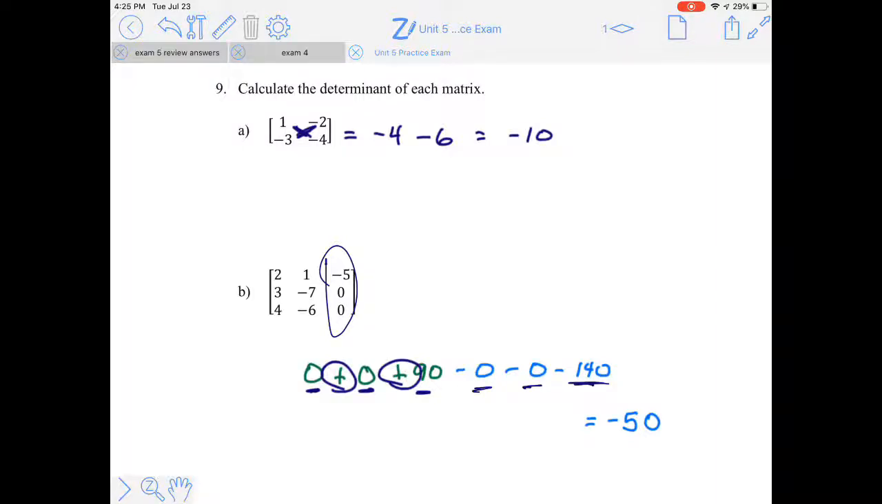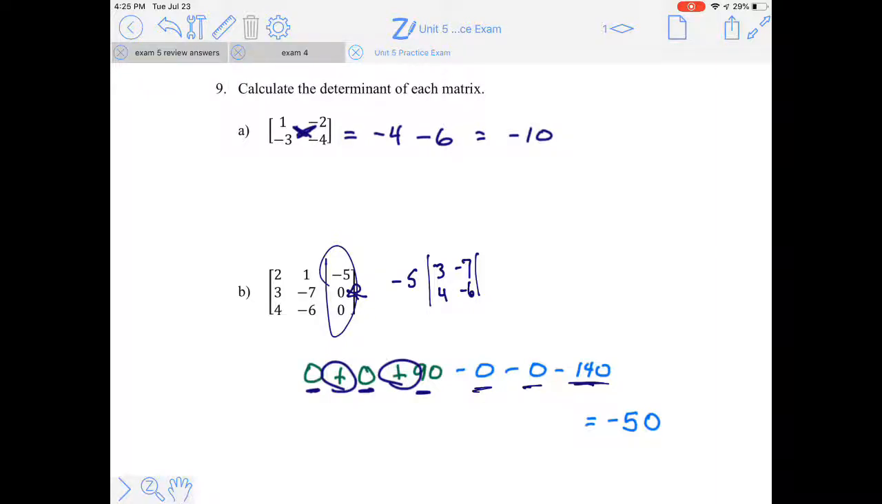So I'm going to take the -5 and then cross out the row and column, and that leaves a smaller 2 by 2 matrix: 3, -7, 4, -6.